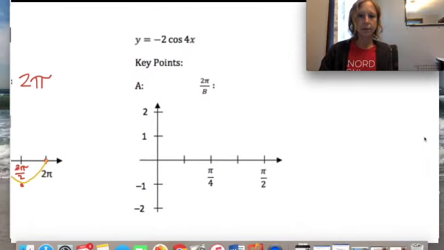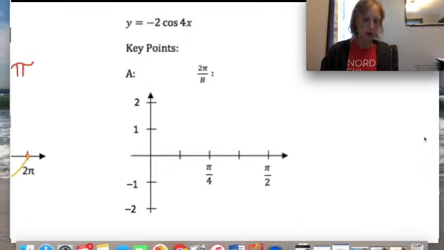Let's try another one. This time we're going to graph a cosine function, and I see more transformations happening here. First thing we check though is the amplitude. Amplitude is the multiplier in front. I see two things with this amplitude. I see a negative sign. Remember, negatives in front mean a vertical reflection.